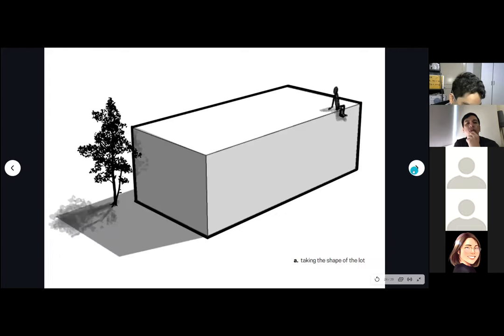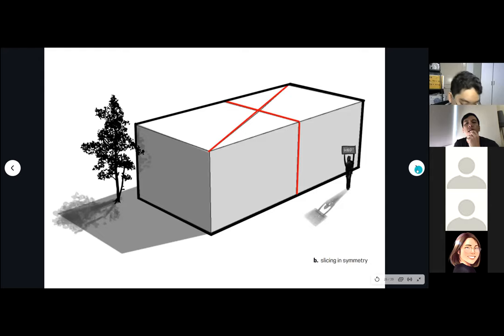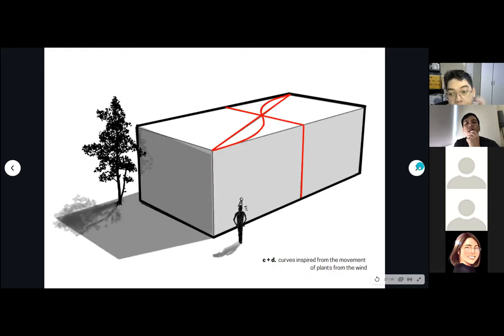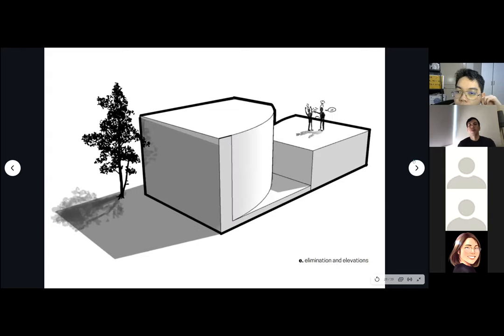So first I took the shape of the lot, and then next I tried to slice it symmetrically, and then I decided to put the curves inspired by the movements of the plants there, and how the wind would affect my form. And then I decided to eliminate some parts and elevate or play with the height of the site.